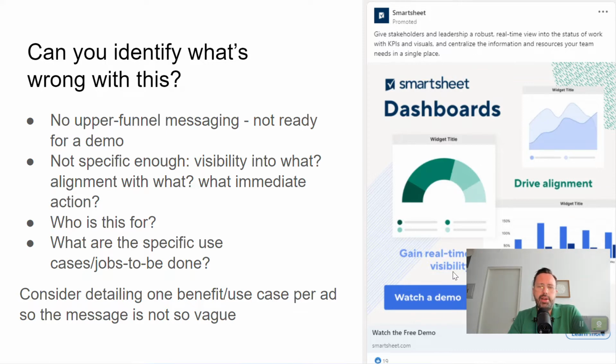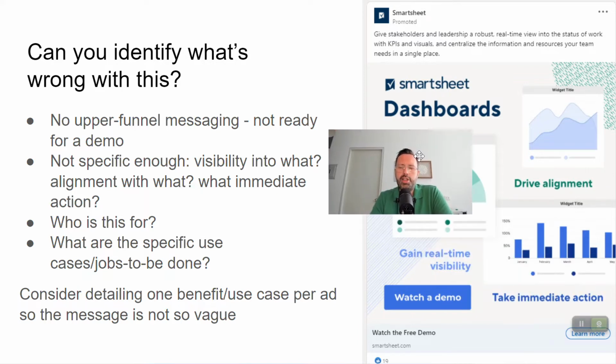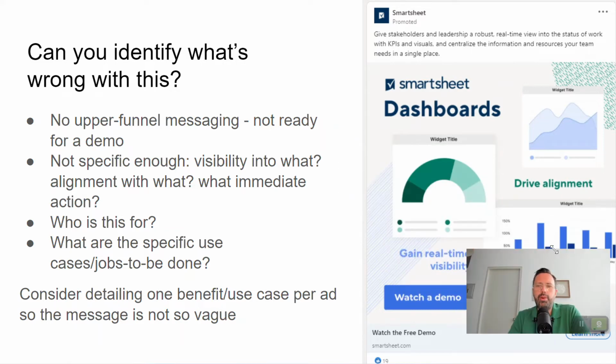So gain real-time visibility into what? Drive alignment with whom? Like for what purpose? Take immediate action. Like what immediate actions are you talking about? Who is this for? Is this for me as a marketing executive? Is this for just anybody that needs dashboards? What are the specific use cases? So gain real-time visibility, but in what context would I need to do that? What is the job to be done there?